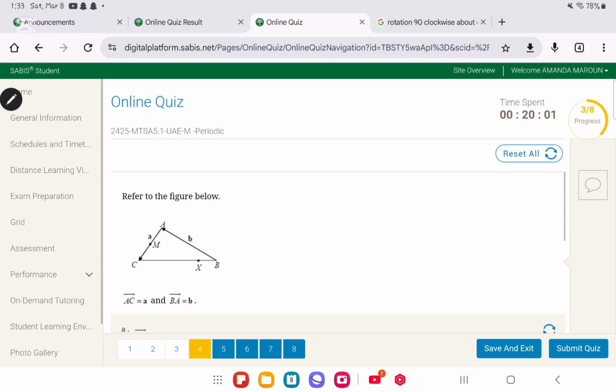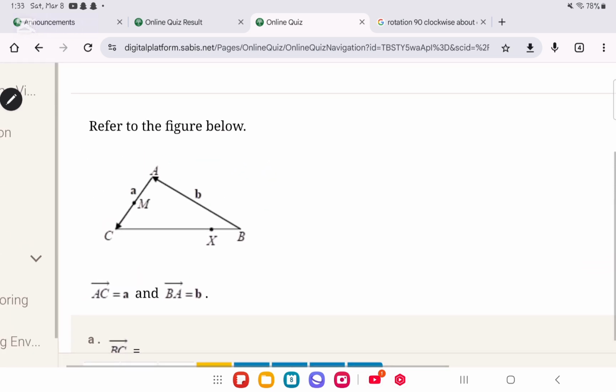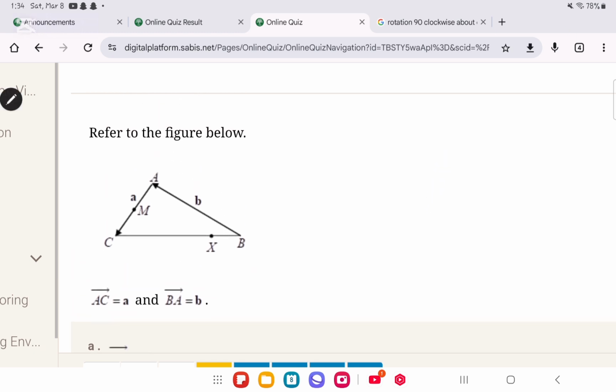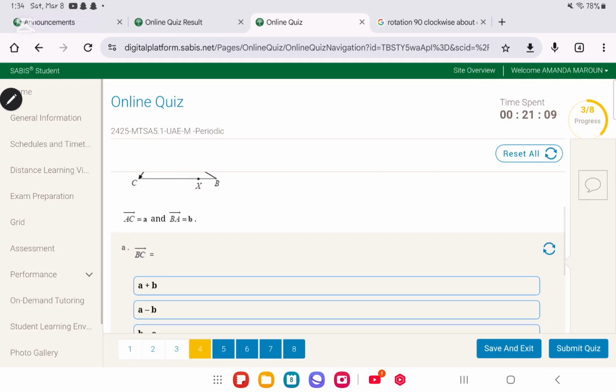We move on to question number 4. Question number 4 is a very important question. It's very easy, by the way. They told us, referring to the figure below, AC is equal to A and BA is equal to B. For the first part, they need the value of BC. Very simply, we take starting point with starting point, so it is B, and then terminal point with terminal point, so it is also A. So BC is equal to B plus A, or A plus B, in whatever order you put it.